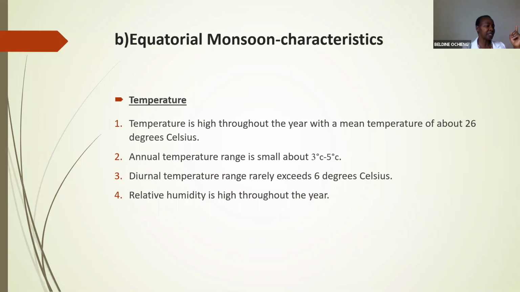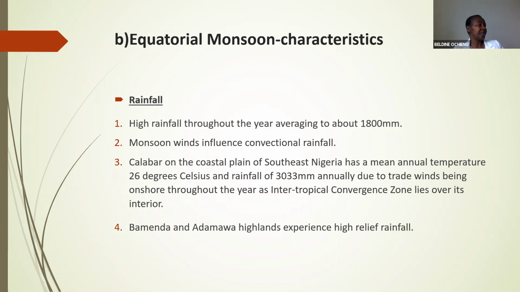High temperatures in the day, low in the night. That gives us a wider or large range. But where we have a water body, here we'll be talking of small annual range of temperature, and even small range of temperature. Temperature range rarely exceeds 6 degrees, so it is still small. Relative humidity is high throughout the year.